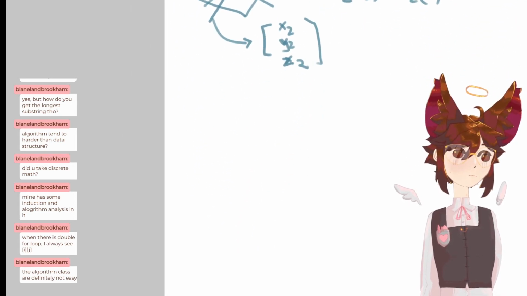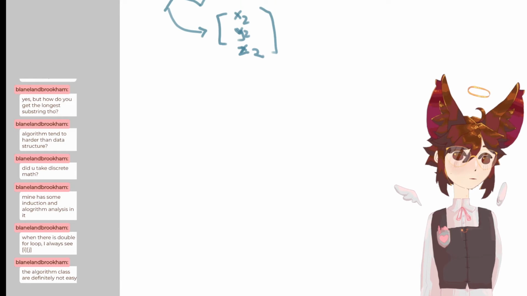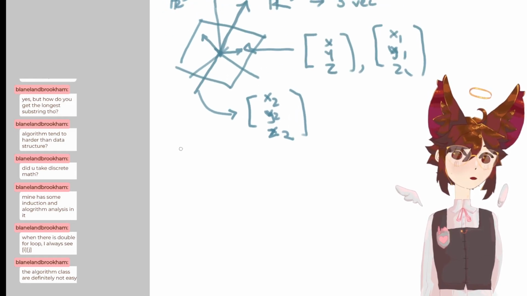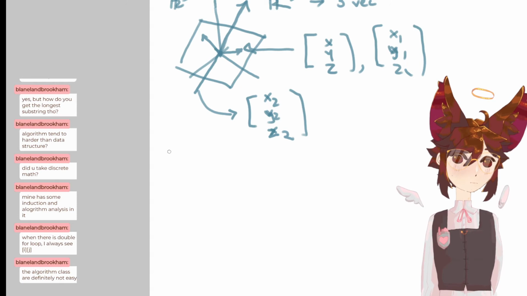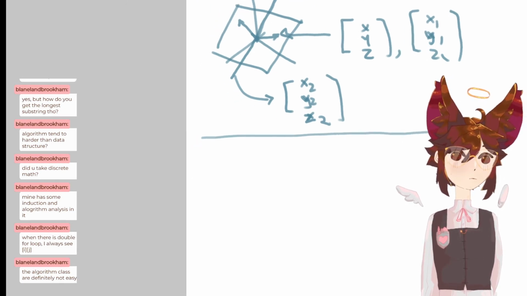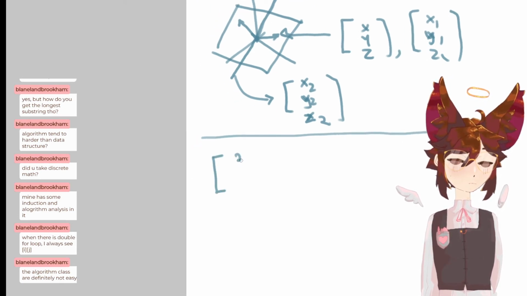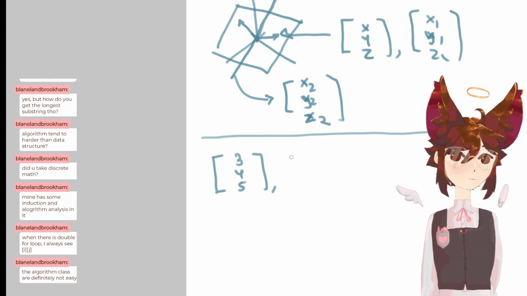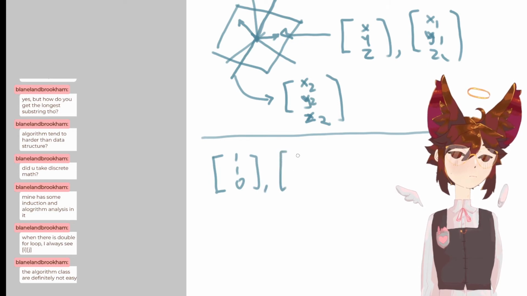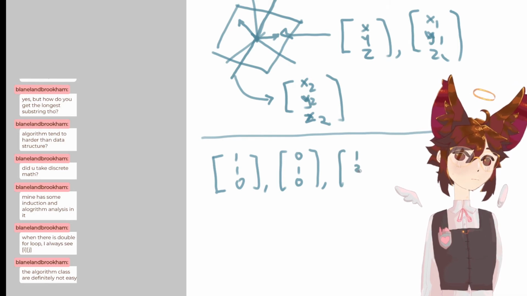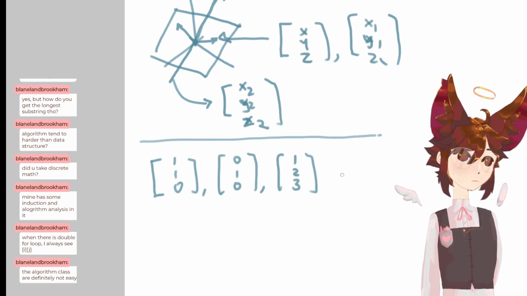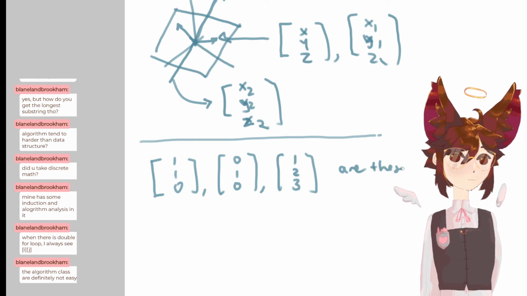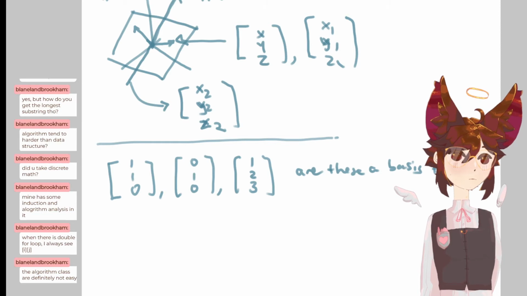So now we can talk about an interesting thing. Let's do a little example. So let's pull up 3 vectors. Let's do 1, 1, 0, 0, 1, 0, and 1, 2, 3. Now the question is, are these a basis for R3?